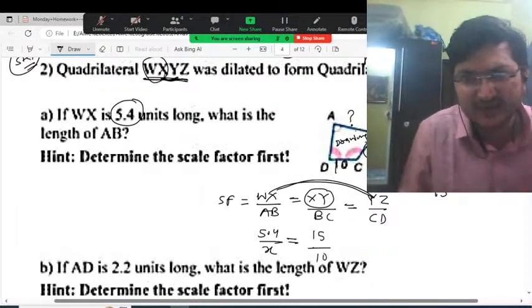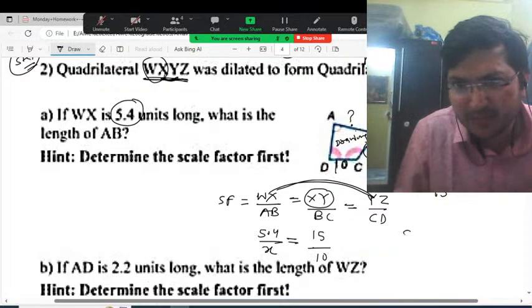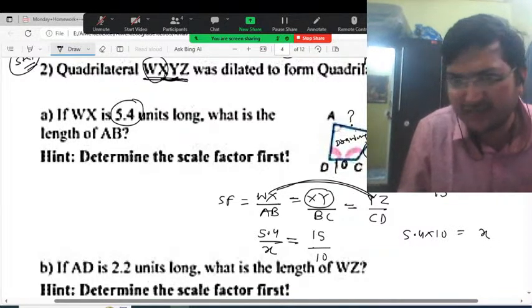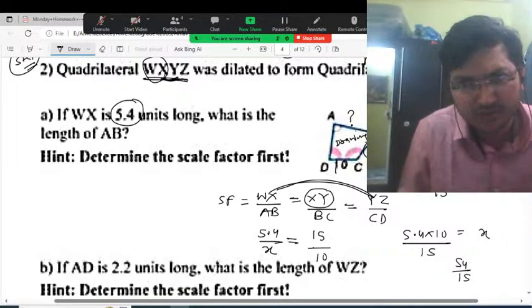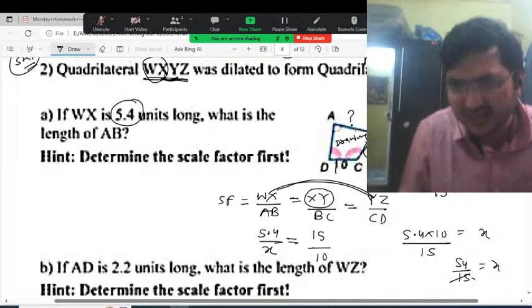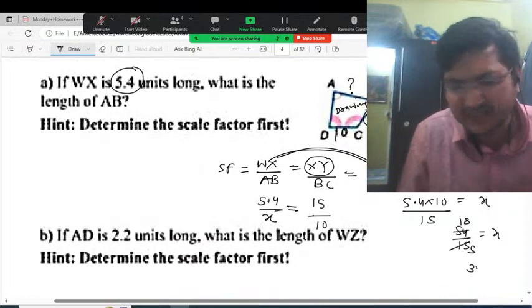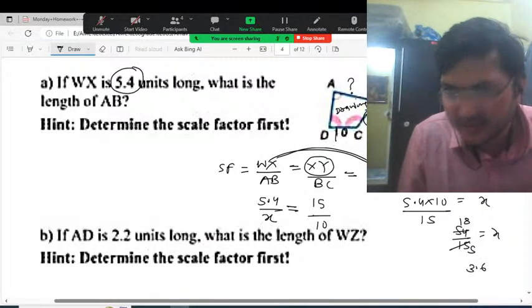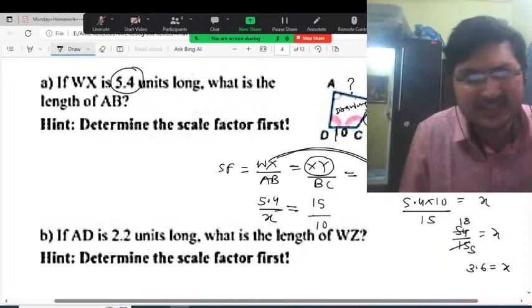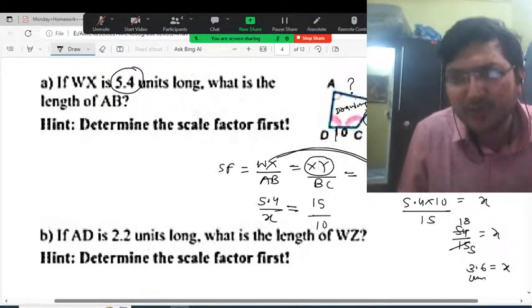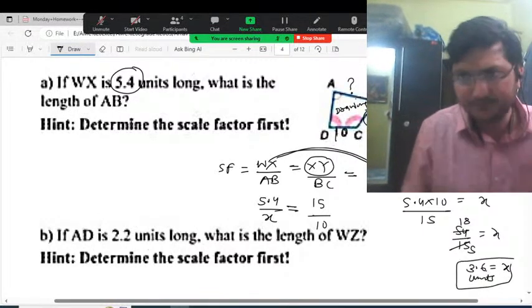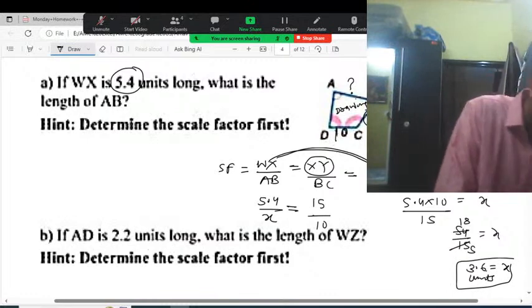CD is 10. Okay, we can directly multiply 5.4 with 10 and 15 with x, and further we will divide by 15. It's coming out to be 54 over 15, and further you can cancel it with 3, and it's coming out to be 3.6 units. That is going to be your answer. Are you fine with this?